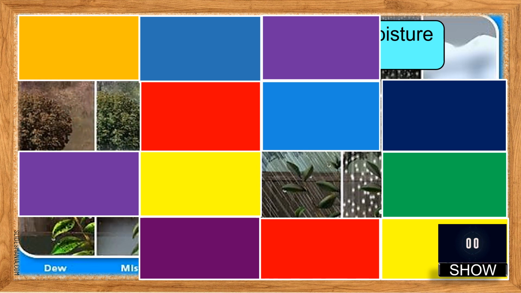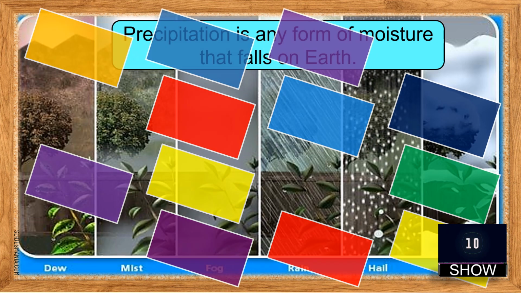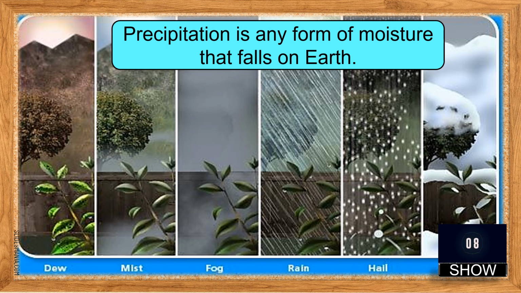Right, so what is in the picture? Precipitation. Precipitation is any form of moisture that falls on Earth. So we have dew, mist, fog, rain, hail, and sleet. So these are any form of moisture that falls on Earth. We call it as precipitation. It is also one element of weather.